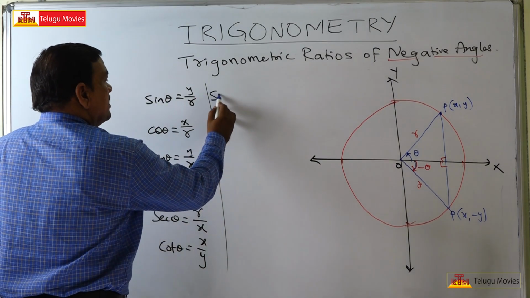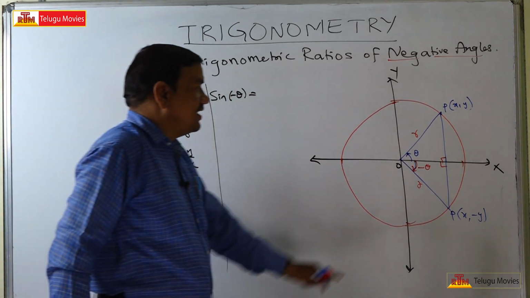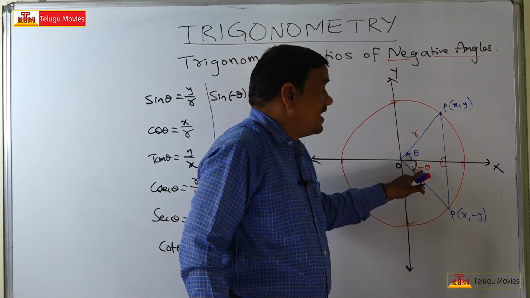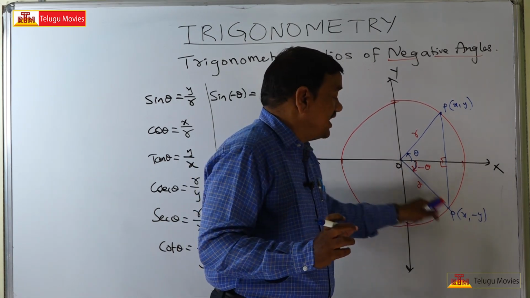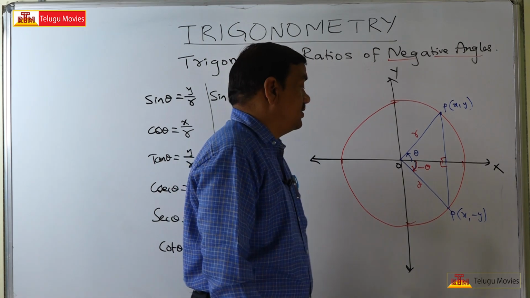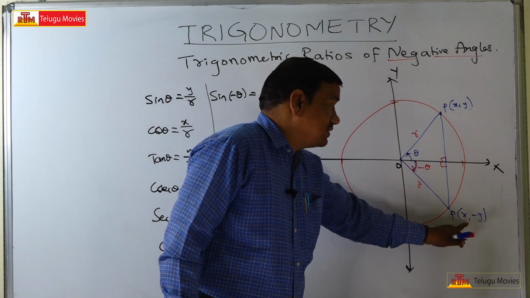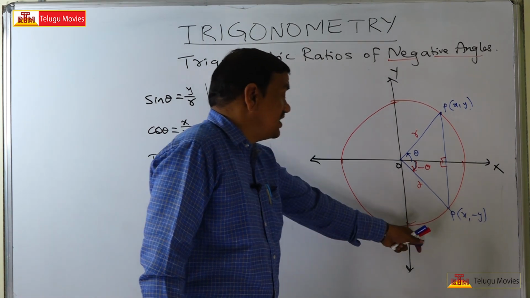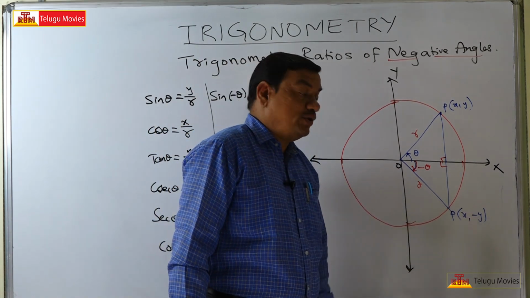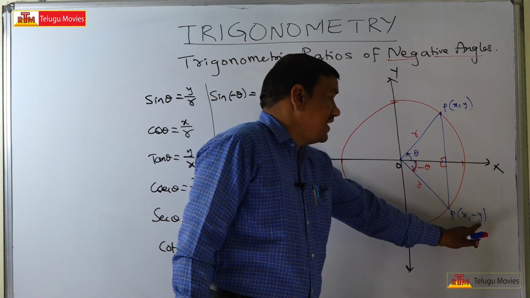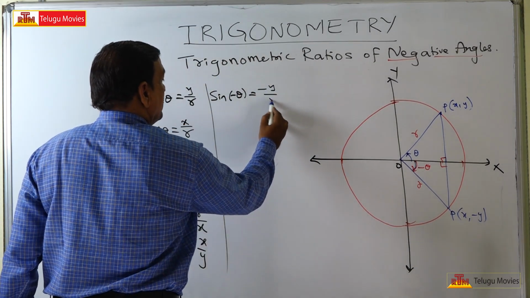Now, what is sine of minus theta? See here, minus theta is formed about this terminal side OP. According to the definition, the x coordinate is x and the y coordinate is minus y, since it lies in the fourth quadrant, where y is negative. So this is equal to minus y upon r.